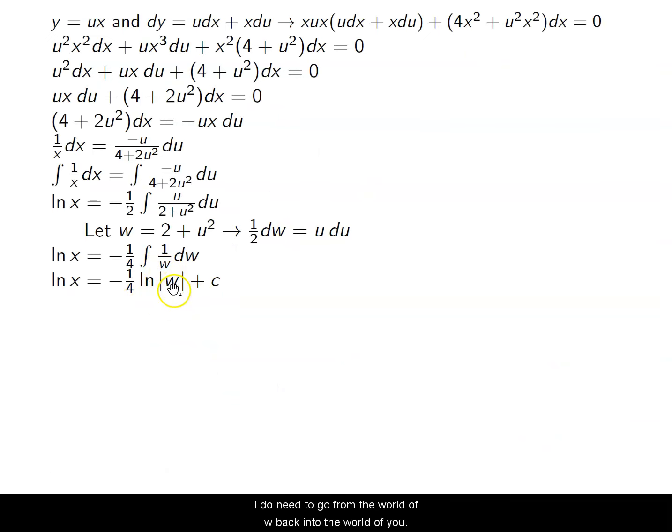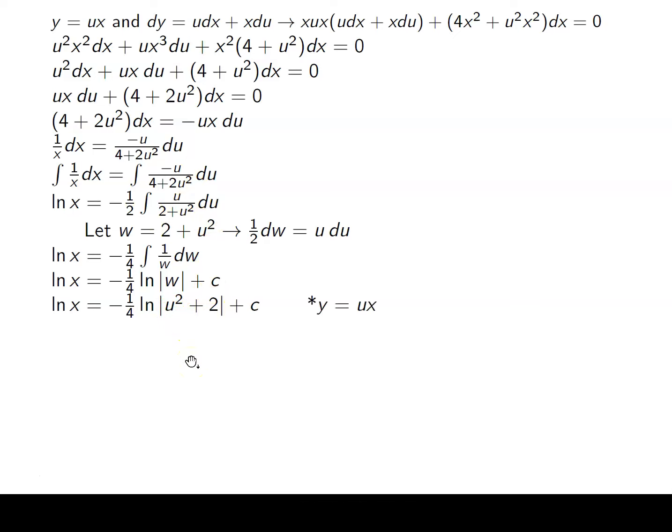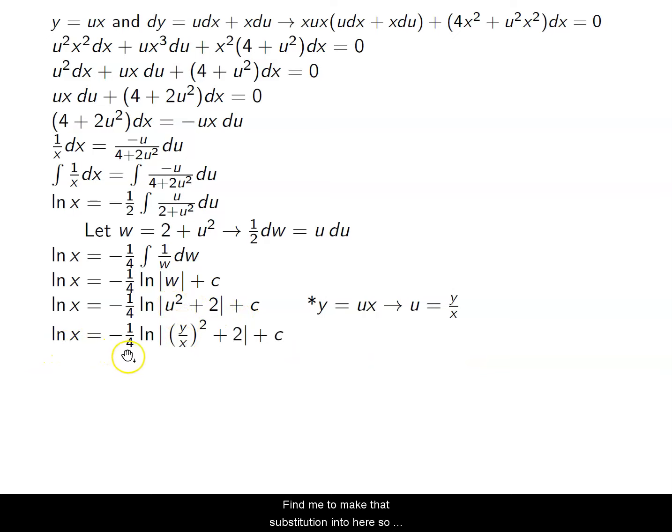I do need to go from the world of w's back into the world of u, and then from the world of u back into the world of y's and x's. So in order to make the substitution, I need to take this sub that I made, which is y equals ux, and solve for u. So it's very straightforward. U is y over x. So I need to make that substitution into here. So natural log of x is negative 1/4, natural log, absolute value, y over x squared, plus 2, and absolute value plus my constant of integration.